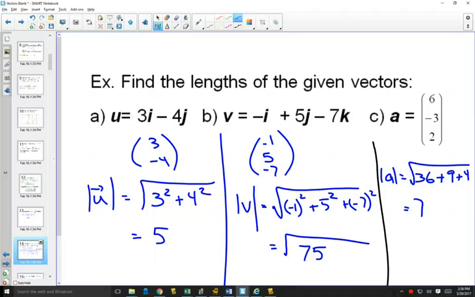3, 4, 5? Any multiples of 3, 4, 5? So 6, 8, 10, 9, 12, 15. Do you know any other triplets that work out nicely? 5, 12, 13, yes. 8, 15, 17. That's not the one you're thinking of? No. There's 7, 24, 25, 9, 40, 41, 11, 60, 61. Anyways, there's a bunch of them.